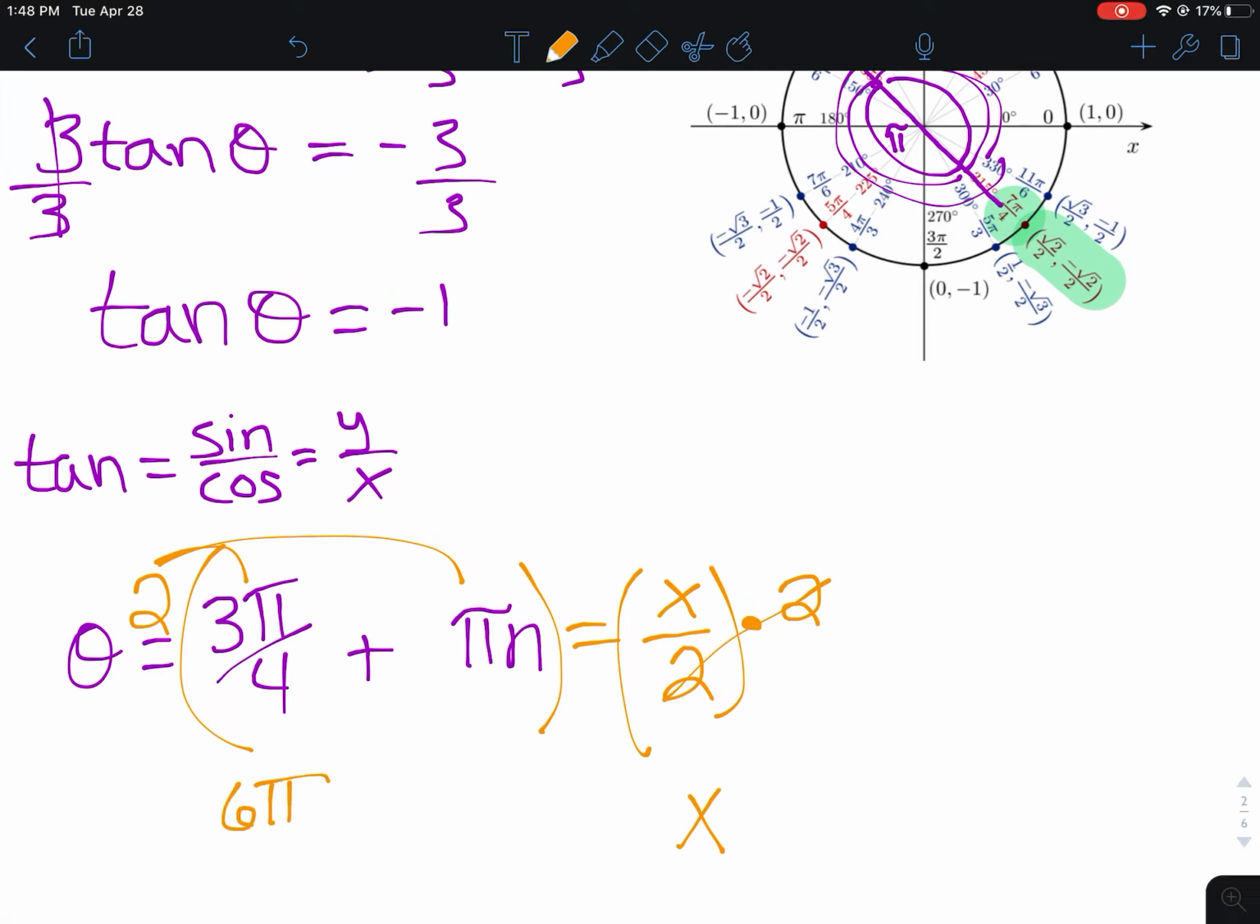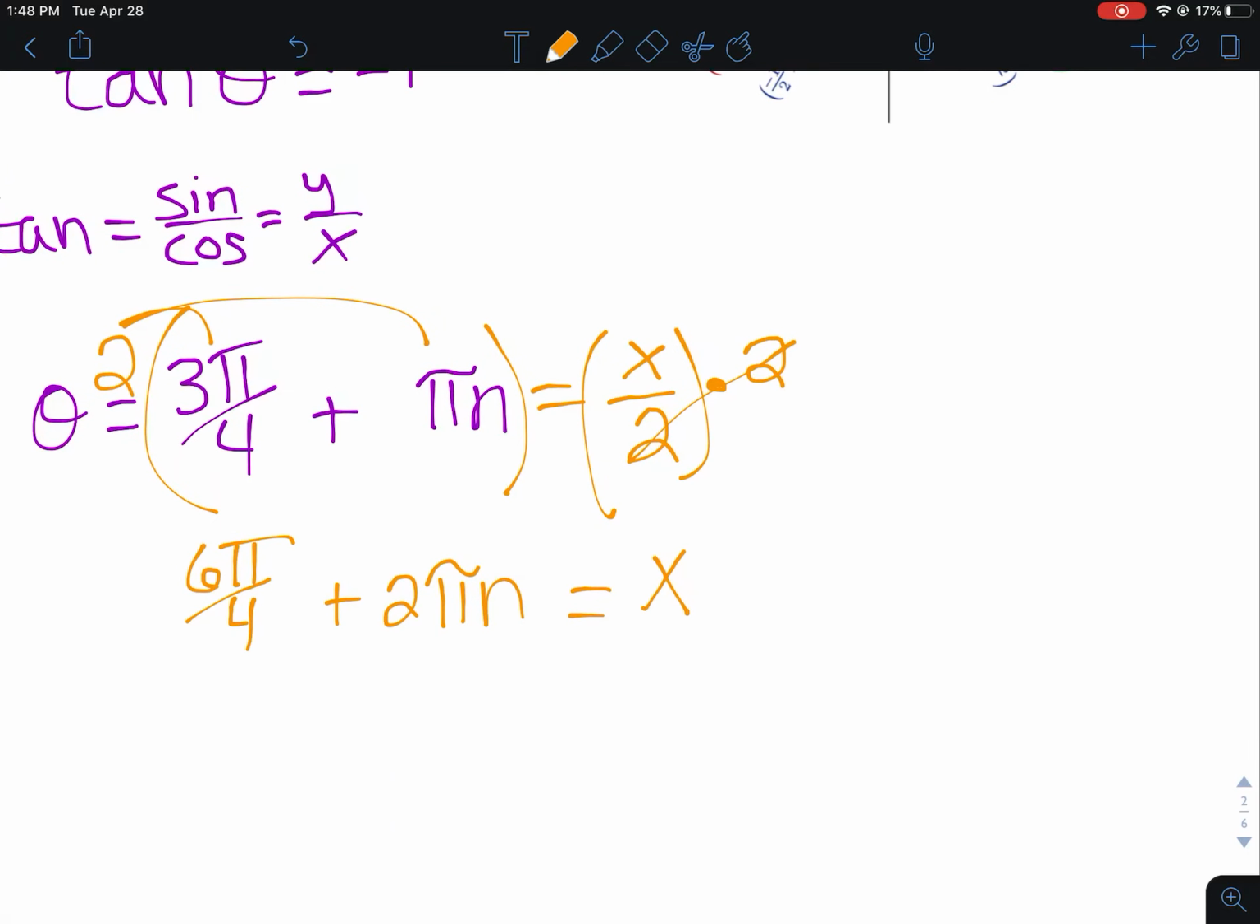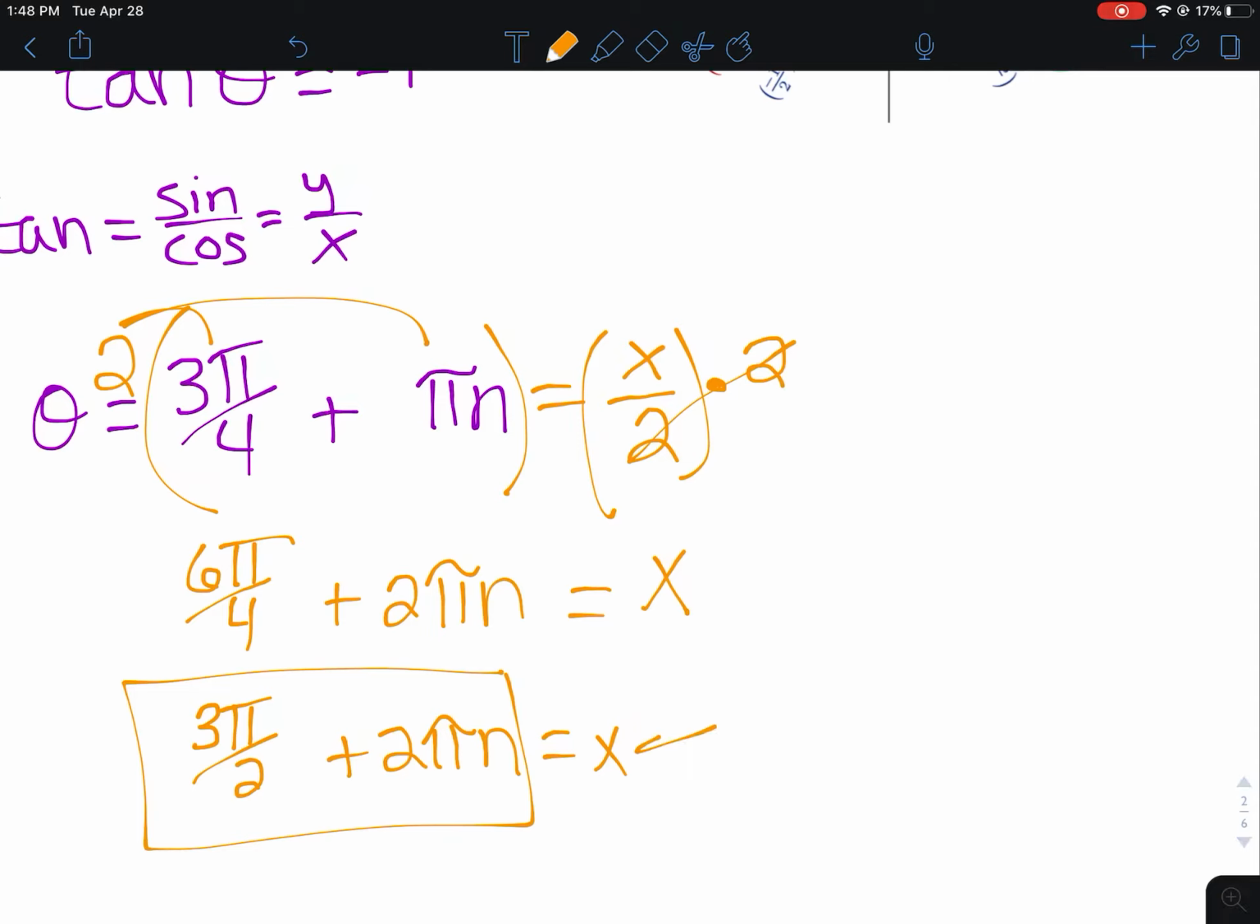If I do the right side, I have to distribute it. So we get 6 pi over 4 plus 2 pi n is equal to x. If I reduce 6 pi over 4, it's 3 pi over 2 plus 2 pi n is equal to x. So I solved for the actual variable, not just the angle, okay?